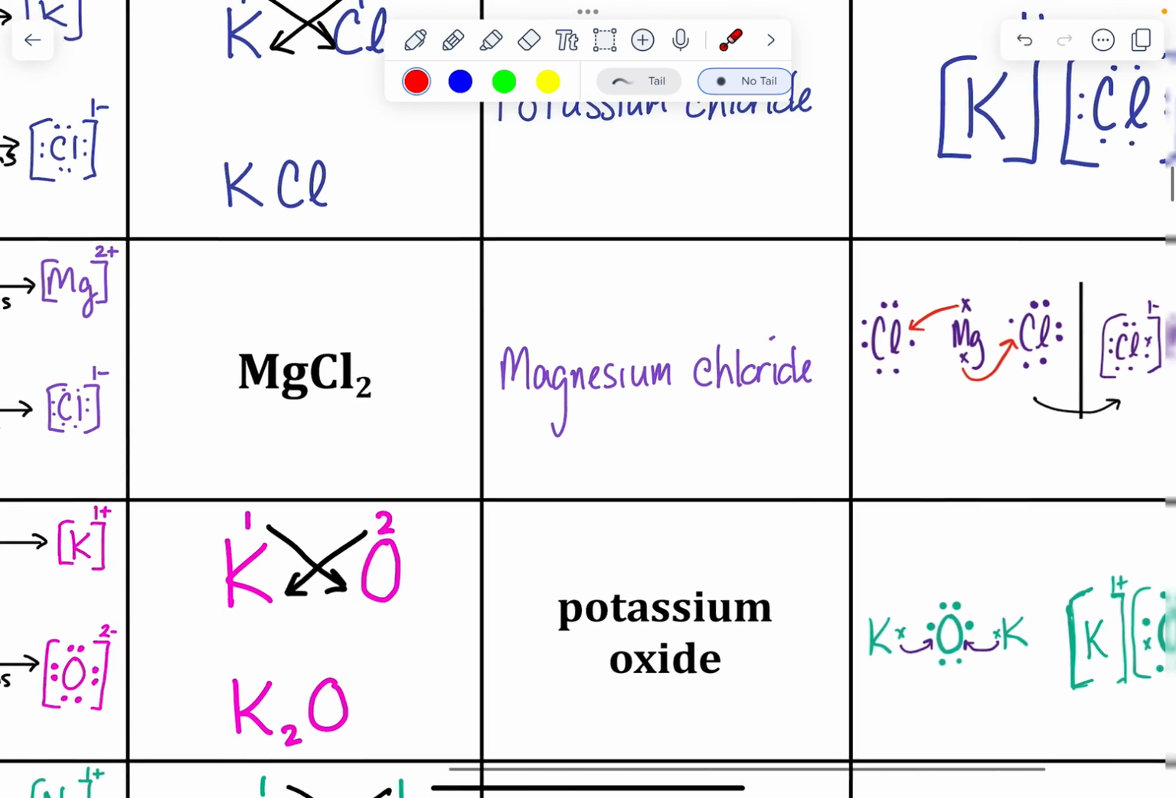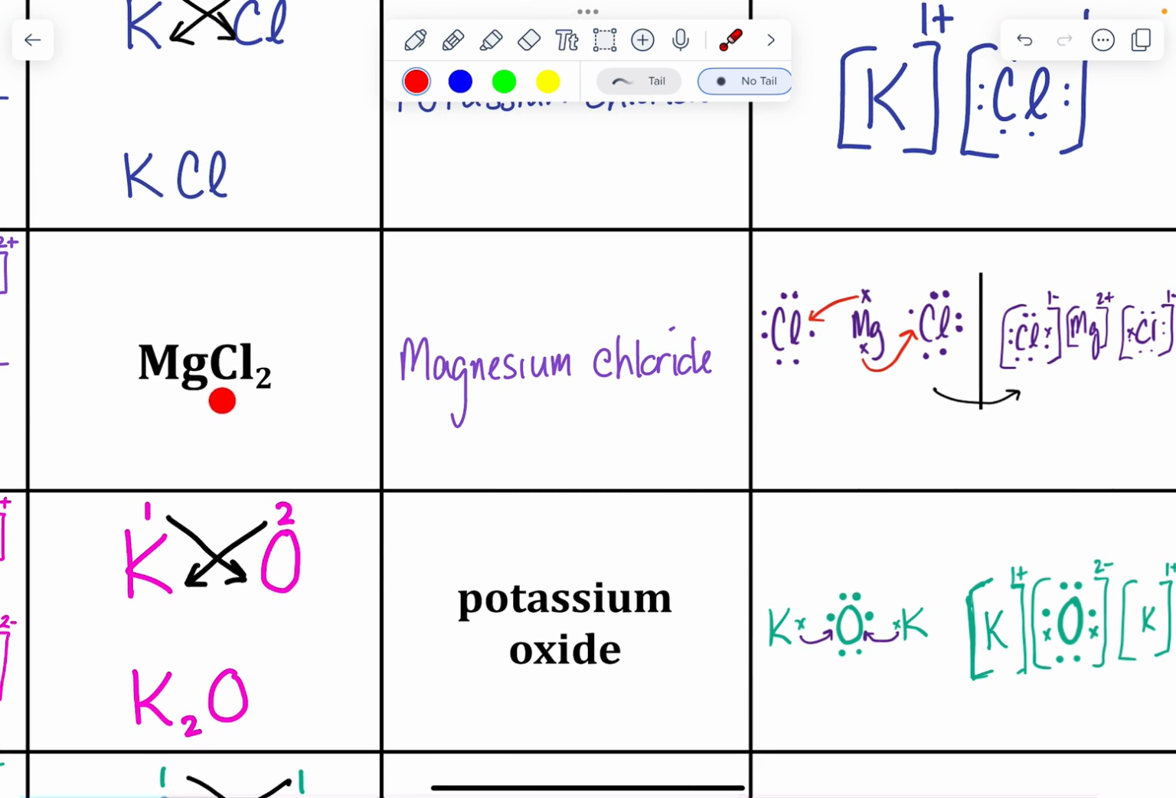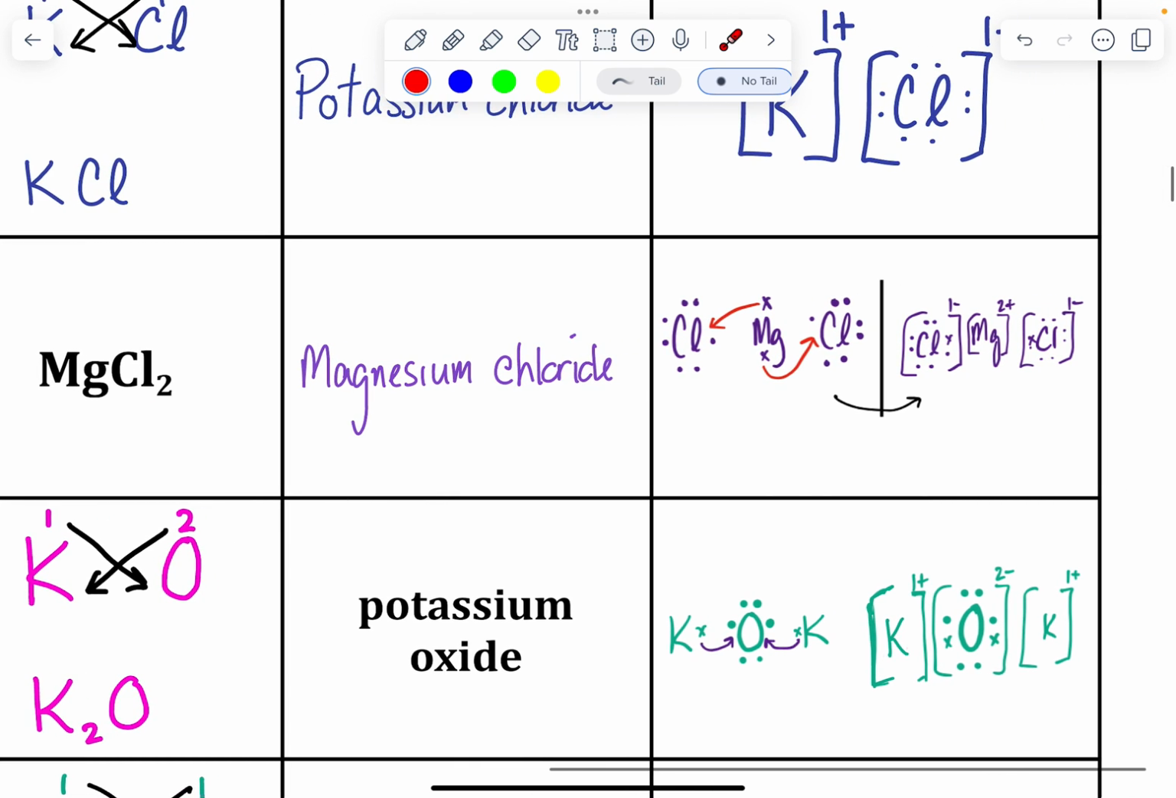I was given the formula of MgCl2, so I know the name is magnesium chloride. And my diagram here, I show the original 1 magnesium with 2 valence electrons, each chlorine with only 7. So magnesium will give 1 electron to chlorine and 1 electron to this chlorine. So I have now a compound with 1 magnesium ion of +2 and 2 chlorine ions of -1 each.